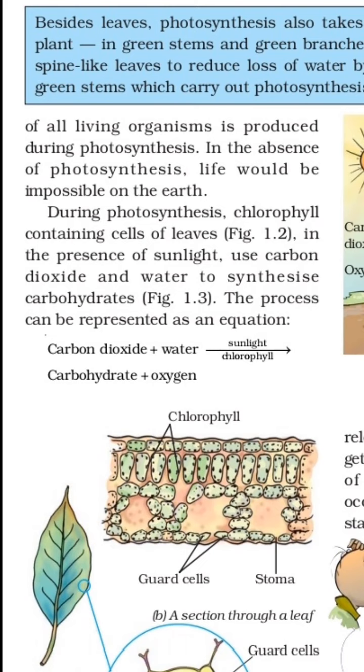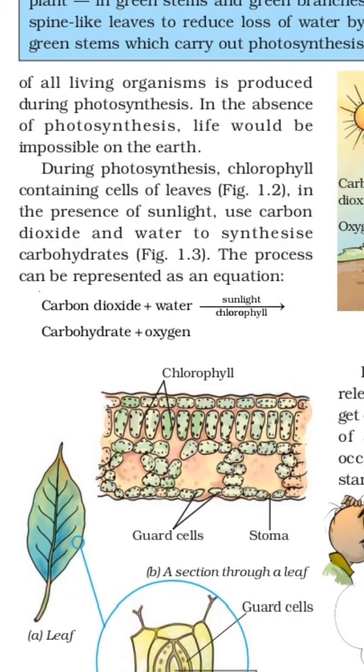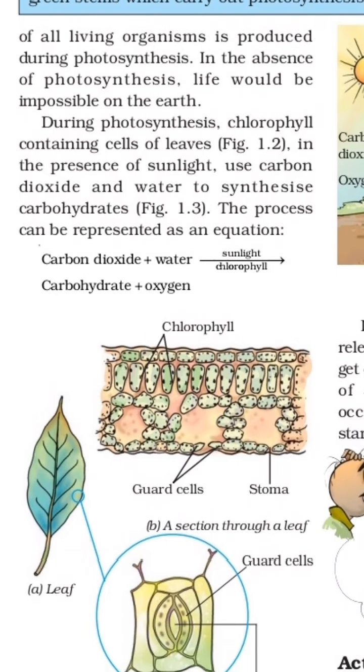During photosynthesis, chlorophyll-containing cells of leaves, in the presence of sunlight, use carbon dioxide and water to synthesize carbohydrates. The process can be represented as an equation. You can see on the screen, one equation is given: carbon dioxide plus water. One arrow is shown, with sunlight on the upper side and chlorophyll on the downside. After that, we get two products: carbohydrate plus oxygen.